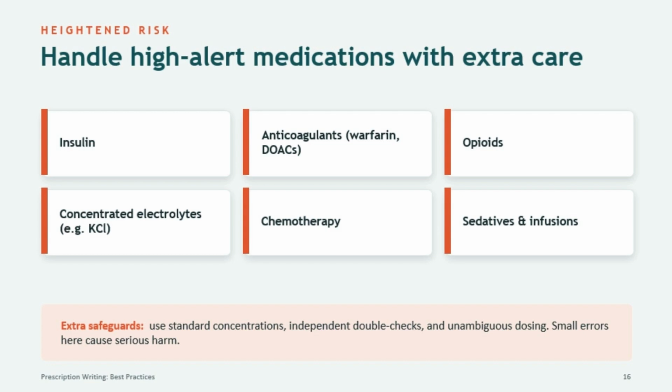Use standard concentrations, insist on independent double checks, and make your dosing absolutely unambiguous. If a medication is on this list, slow down and double check. It's always worth the extra few seconds.